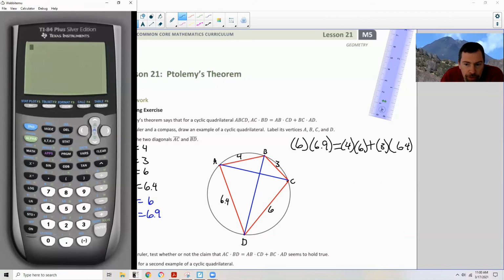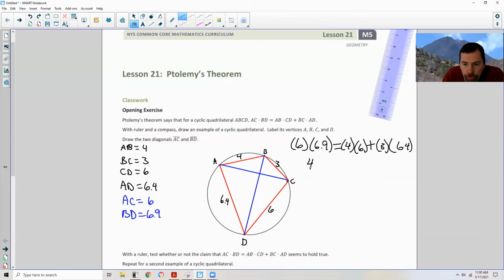So I'm going to turn this on, and 6 times 6.9 is 41.4. So the answer over here should be close. So 4 times 6 is 24 plus 3 times 6.4, which is 19.2. So 41.4, and this would be 43.2. So I'm off by 2/10 already. Okay?